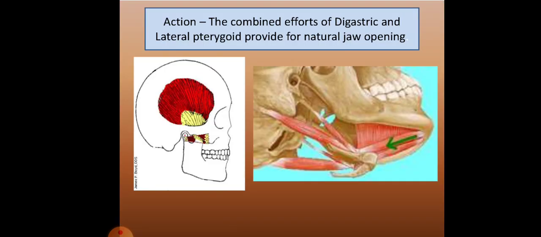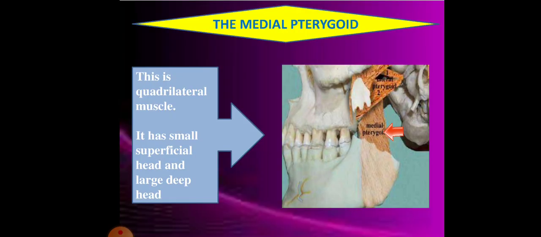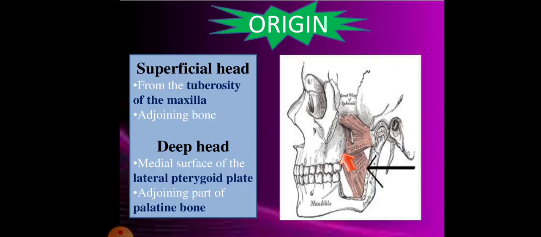So this is the combined effort of digastric and lateral pterygoid muscle, which provides a natural jaw opening when both these muscles contract, that is the digastric and the lateral pterygoid. Then the fourth muscle is the medial pterygoid. Medial pterygoid is again a quadrilateral muscle and has a superficial head and a large deep head.